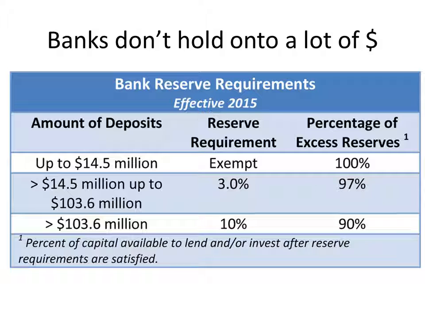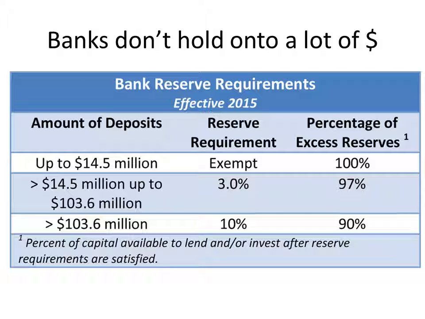For example, if the bank has very few deposits, less than $14.5 million, they don't have to keep any money in their vaults. A larger bank that has between 14.5 million up to 103.6 million only has to keep 3% of the money deposited in their vaults for people coming and going and wanting to cash out their bank accounts. And if the bank is larger and has over 103.6 million in reserves, it has to keep just 10% of the cash that is deposited by the depositors on hand.